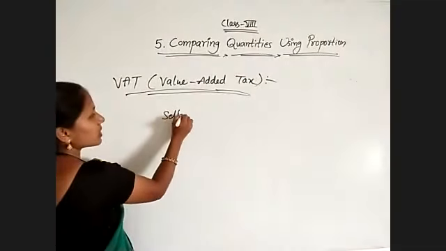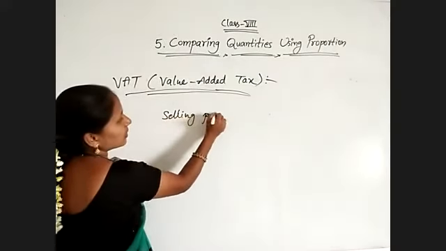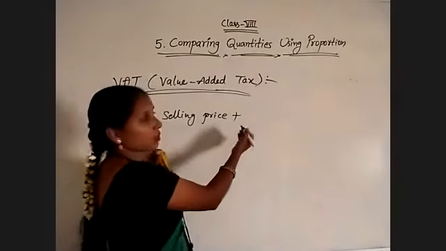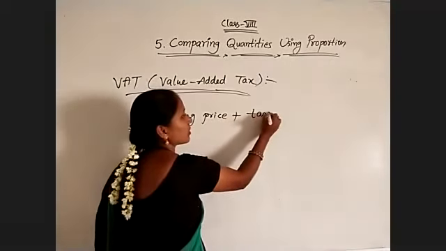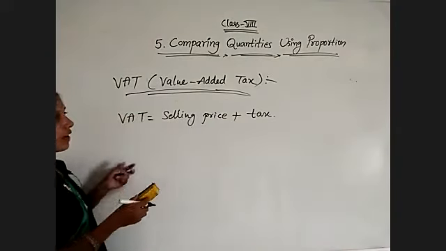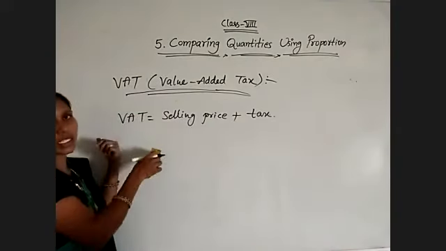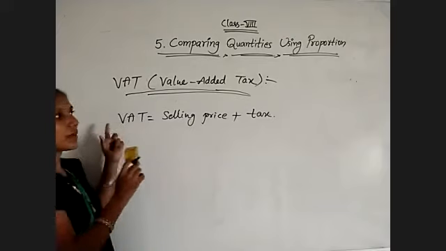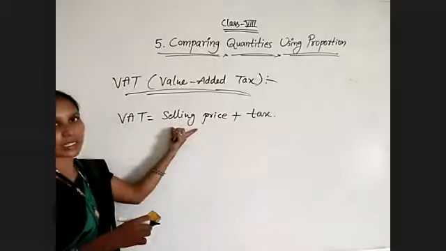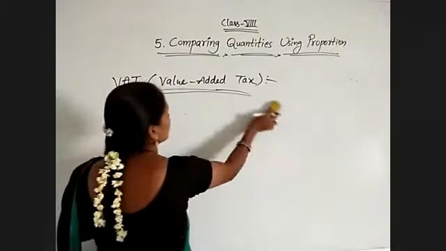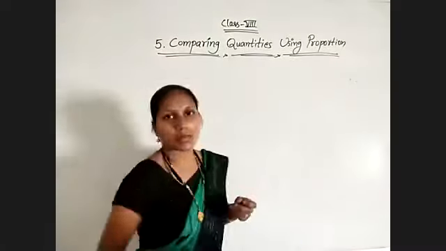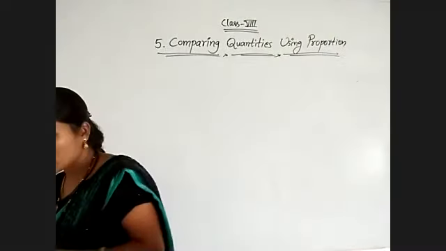Selling price plus that extra amount is nothing but tax. This is value added tax. While we are doing the formulas, we will understand this concept easily. So just remember that it is an extra amount we are paying more than the selling price. That's all. Now coming to the example problems, depending on discounts, profit and loss, and value added tax.